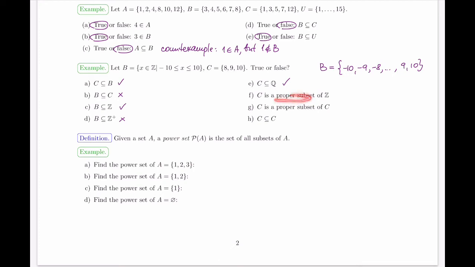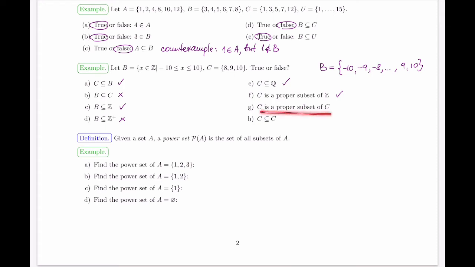Is C a proper subset of the integers? So proper means it is a subset, but it is not equal to. And that is the case. This is a subset of the integers. It has some of the integers, but it certainly doesn't have all of them. So it is a proper subset of the integers.